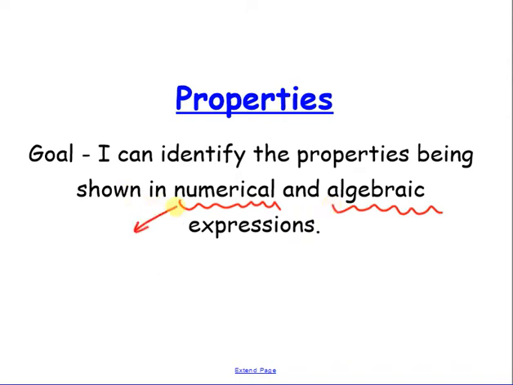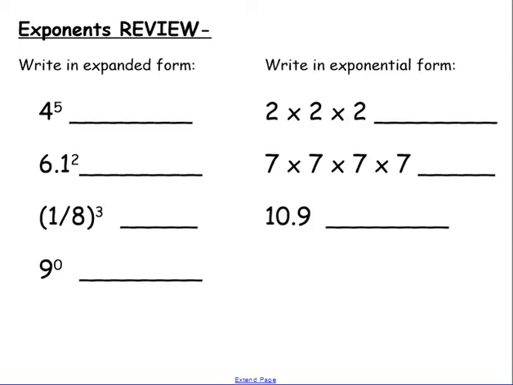And if you remember, numerical means number, and algebraic means that there's at least one variable, and variable is just a fancy word for letter. Okay? All right, let's get started. So before we dive right into the properties, we're going to do a quick exponents and order of operation review.